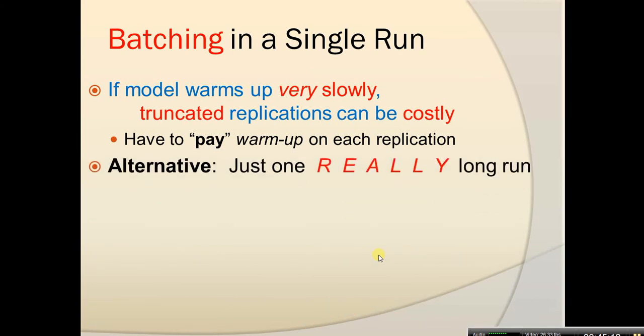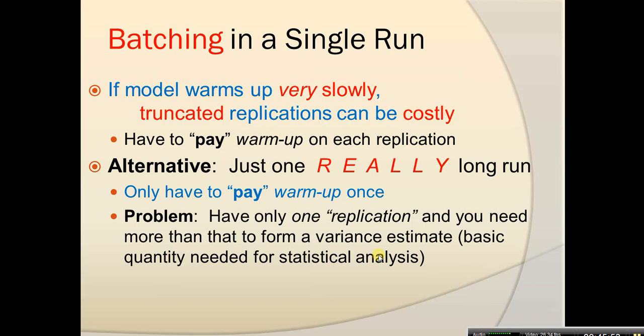So the alternative is to do just one really long run, so that we only pay this computational cost once, and then batch the single run. Of course, there is a trade-off. When we do separate replications and discard the warm-up, the data will be independent, but when we batch, they're not going to be completely independent. The advantage is that we only have to pay the computational cost to discard the warm-up data once. The problem is that we have only one replication, and you need more than that to form a variance estimate, the basic quantity needed for statistical analysis. We can't just use a single run, because that doesn't give us the information.